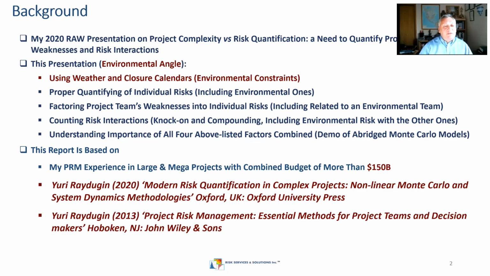And as usual, we need to quantify individual risks, including environmental ones. We need to factor in teams' biases to individual risks, including environmental risks. And the last point is we need to count risk interactions, which would include knock-on and compounding. And the key point here will be that we need to take into account all four factors listed above, because otherwise contingencies will be too optimistic. And we will build a couple of, actually three models in order to demonstrate what happens if some of those factors are not taken into account.